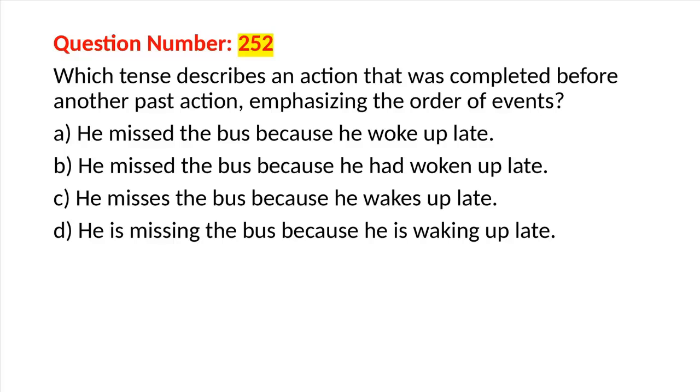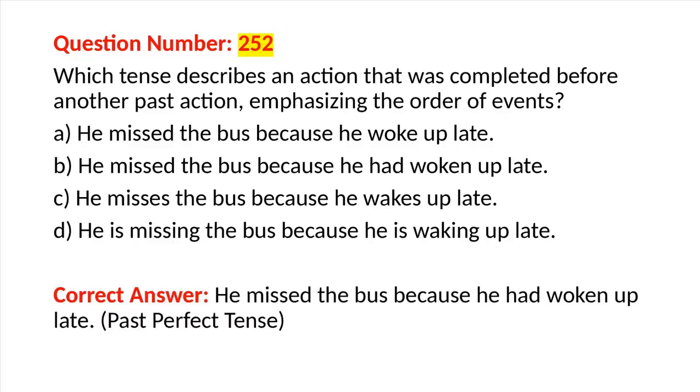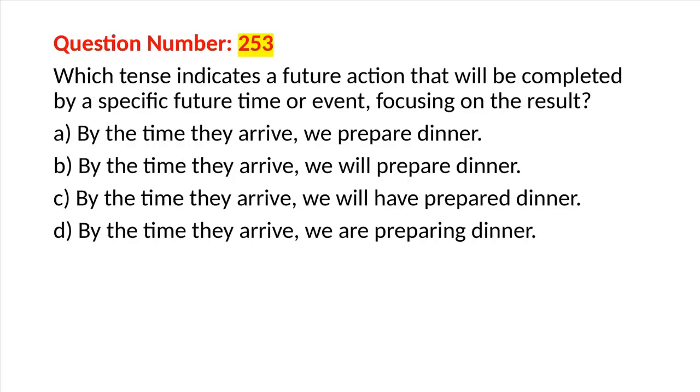Question number 252. Which tense describes an action that was completed before another past action, emphasizing the order of events? A. He missed the bus because he woke up late. B. He missed the bus because he had woken up late. C. He misses the bus because he wakes up late. D. He is missing the bus because he is waking up late. Correct answer, he missed the bus because he had woken up late. Past perfect tense.